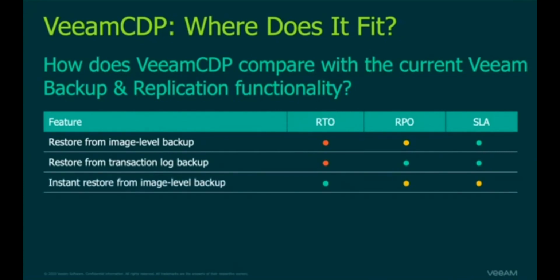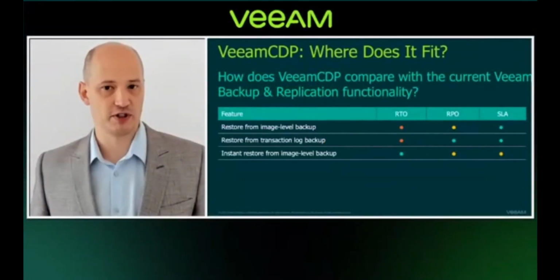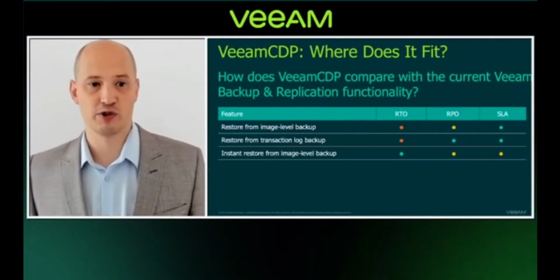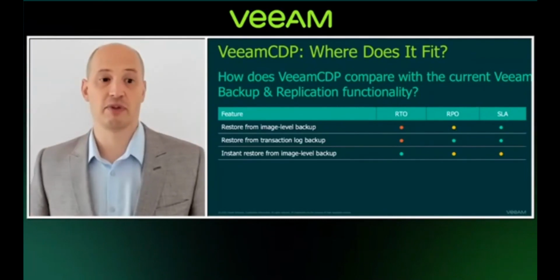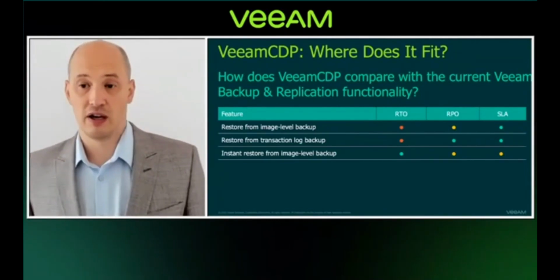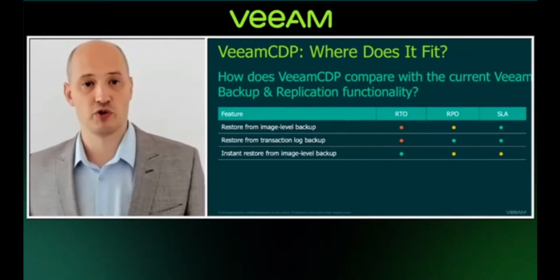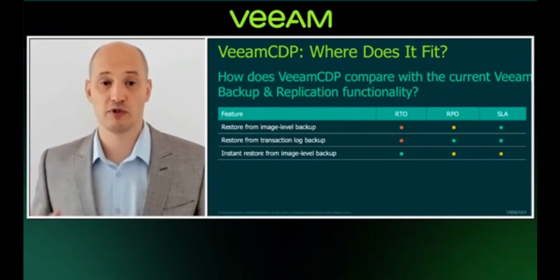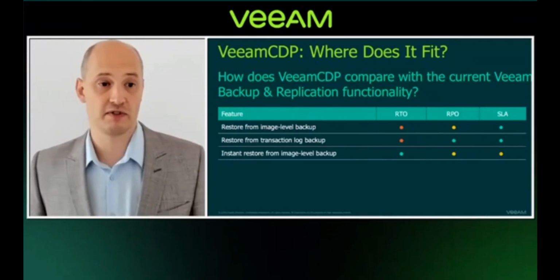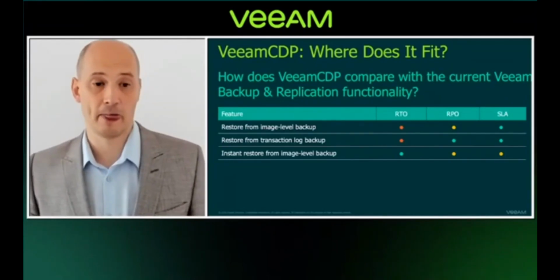Now, everyone's favorite instant restore from image level backup, right? RTO is green because it's instant, obviously, right? RPO is the same. RPO is really defined by the backup, so it's still in yellow. And now I put SLA in yellow because you're no longer running from production storage, you're running from backup repository. So obviously, the SLA from IO perspective is lower than from production storage.